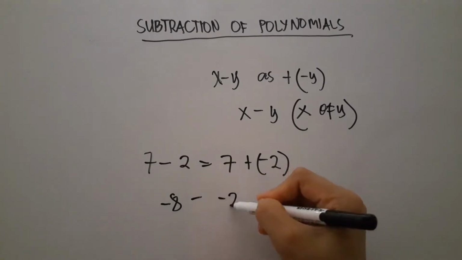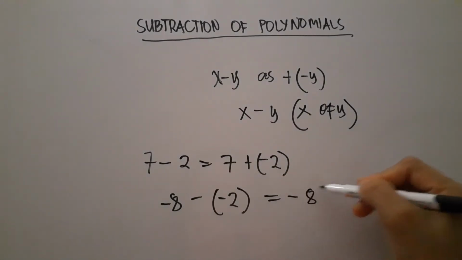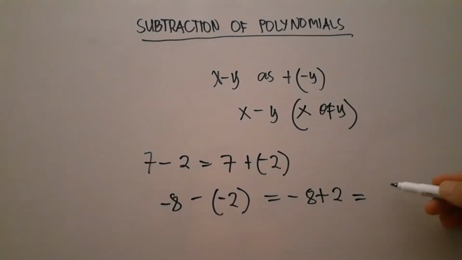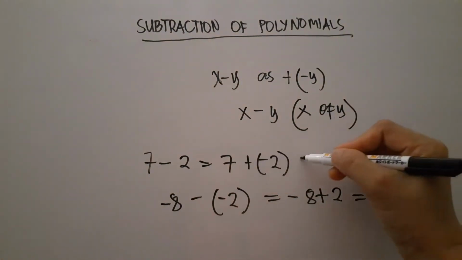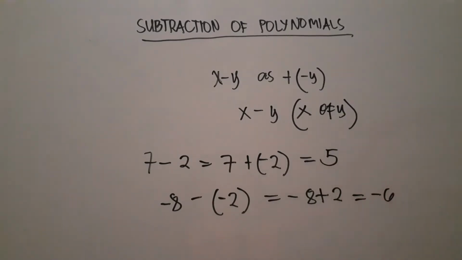And negative 8 minus negative 2, you can see that in additive inverse, we can use negative times negative becomes positive. So negative 8 plus 2 becomes negative 6. And 7 minus 2 becomes 5. A similar method is used to subtract polynomials.